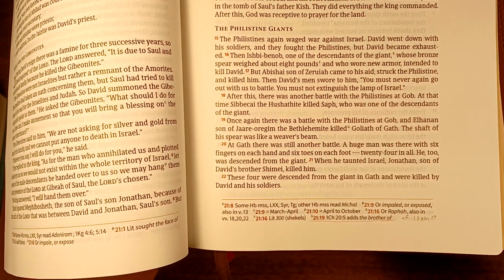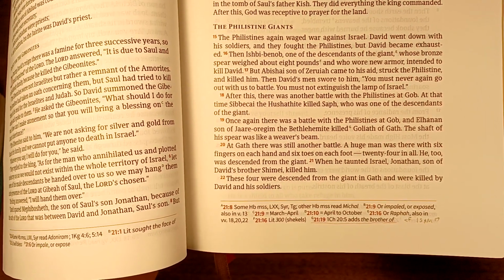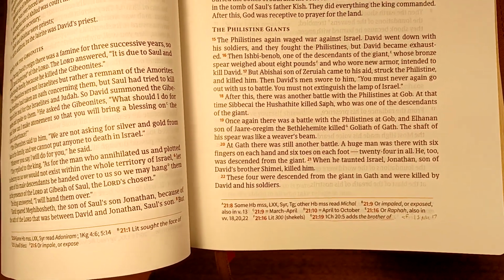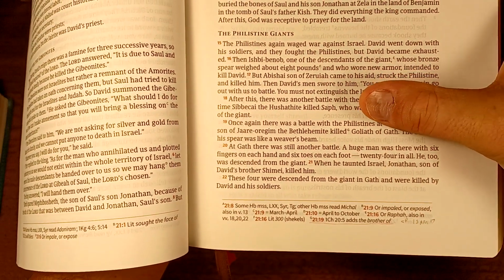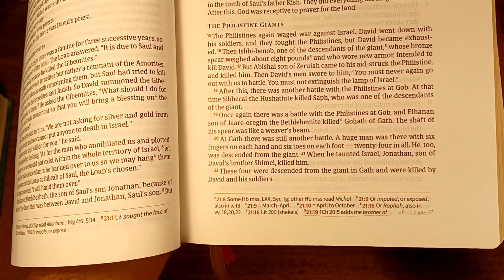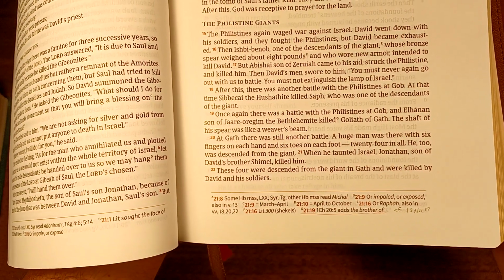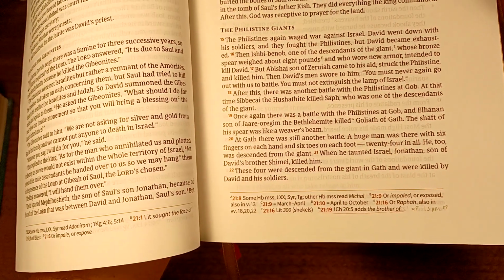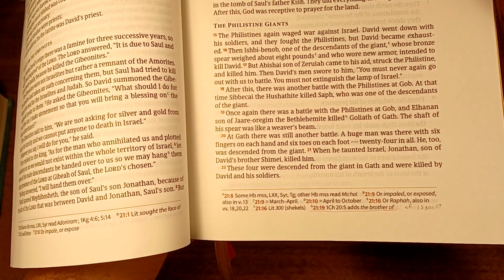Chapter 21, verse 19 is a verse that I always like to check in any translation that I'm new to. Here in verse 19, it tells us that Elhanan killed Goliath of Gath, and that seems to contradict 1 Samuel 17, where we're told that David killed Goliath. There's different views on what to make of this and how to treat it.